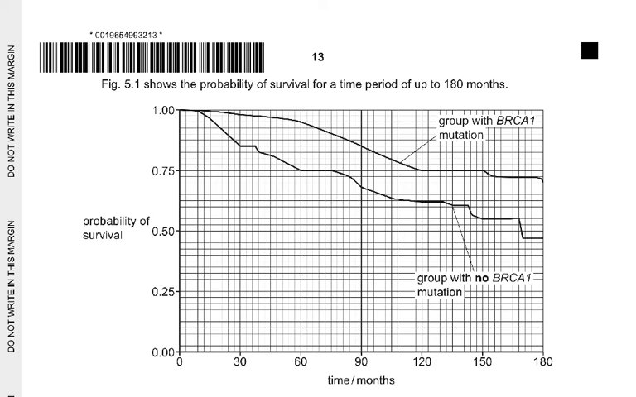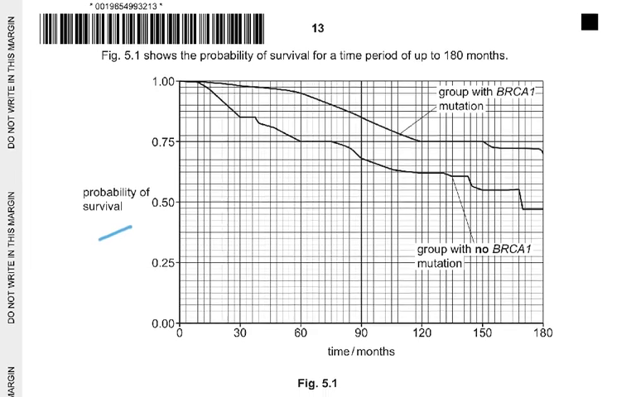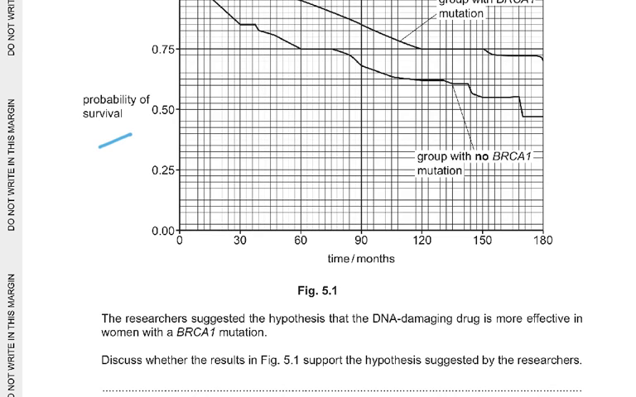Figure 5.1 shows the probability of survival over a time period of up to 180 months. And then you can see probability of survival, the group with BRCA1 mutation and the group with no BRCA1 mutation, how the probability of survival is changing over the months. It was a study done over 180 months, and this is all the data which is given. Then it says the researchers suggested the hypothesis that the DNA damaging drug is more effective in women with a BRCA1 mutation. Discuss whether the results in figure 5.1 support the hypothesis suggested by the researchers.